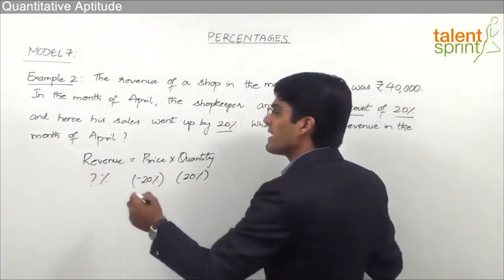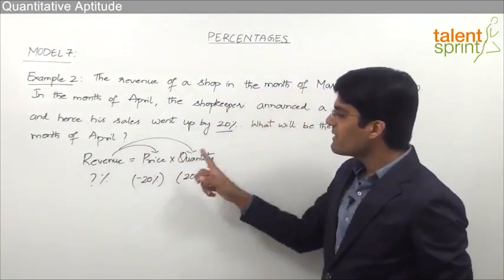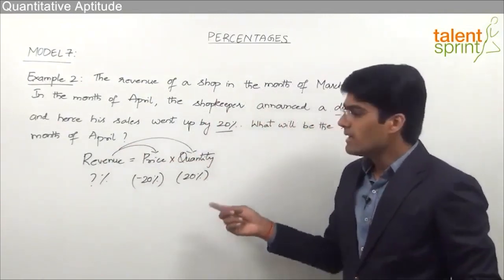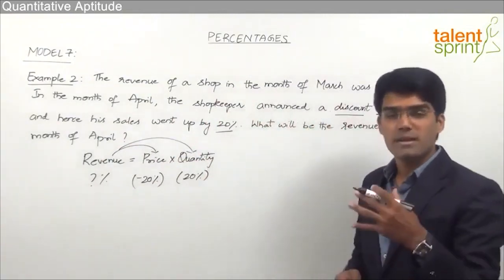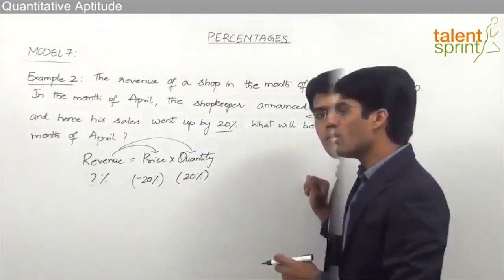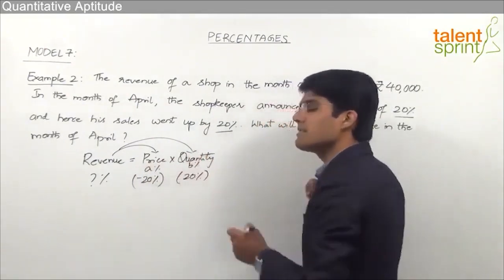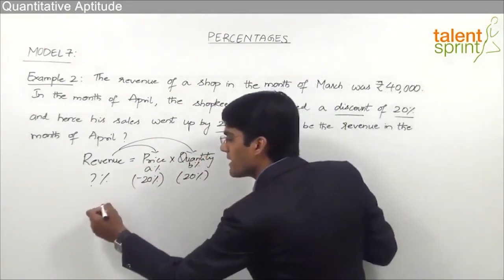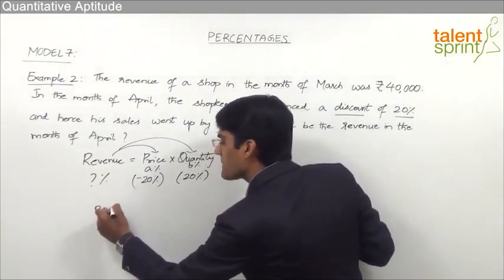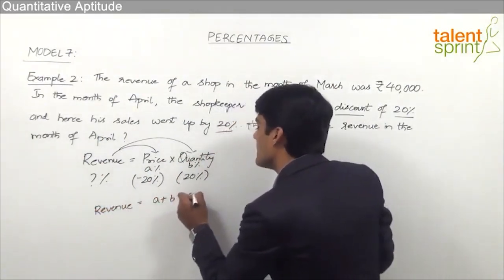Now as you can see here, again revenue is dependent on price as well as quantity. So as and when the price and quantity changes, the revenue will also change. And that percentage change can be taken as A plus B plus AB by 100, where A is the percentage change in price and B is the percentage change in quantity. So we can say that the change in revenue will be equal to A plus B plus AB by 100%.